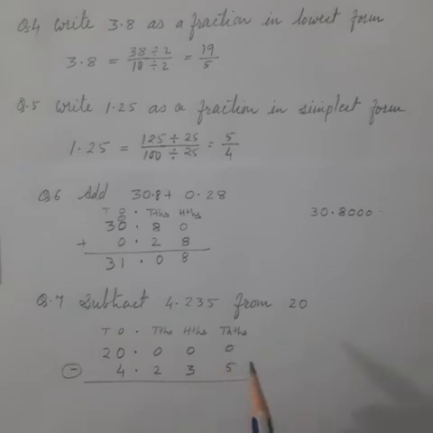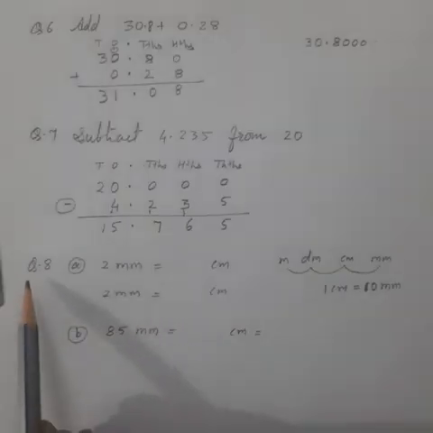And now subtract. 0 is smaller than 5, so borrow 1 from here. 10 minus 5 is 5. Again 0 is smaller than 4, borrow 1 from here. 10 minus 4 is 6. Again 0 is smaller than 3, borrow 1 from here. 10 minus 3 is 7. Point below the point. And 20 minus 5 is 15. So the answer is 15.765.